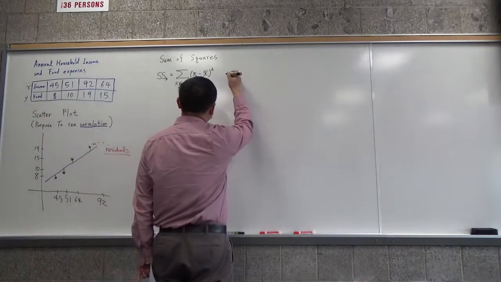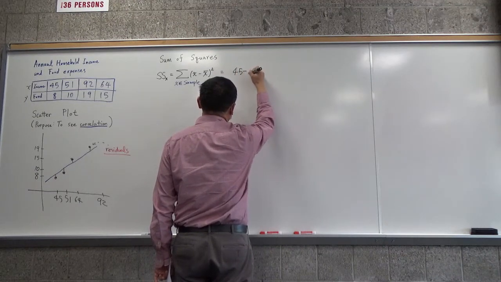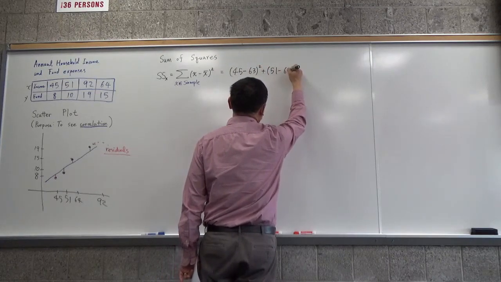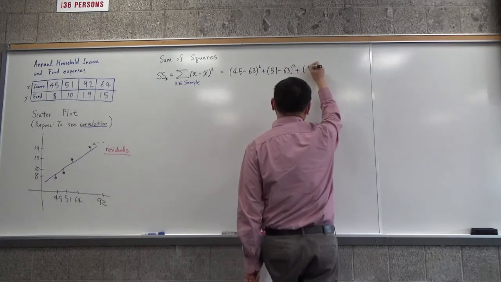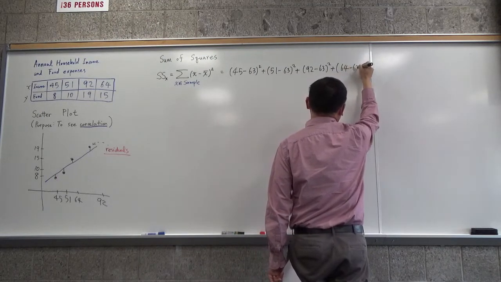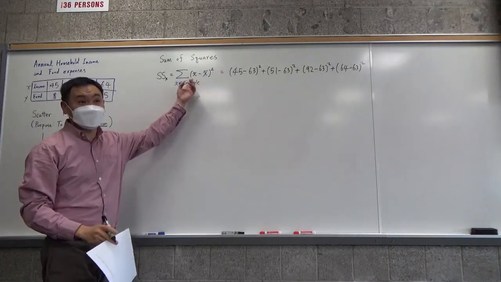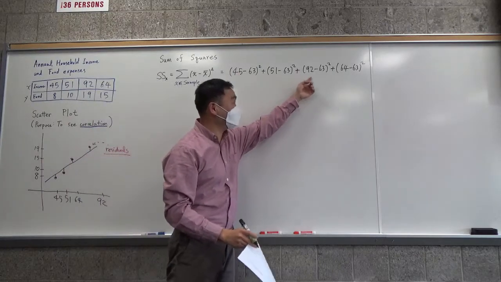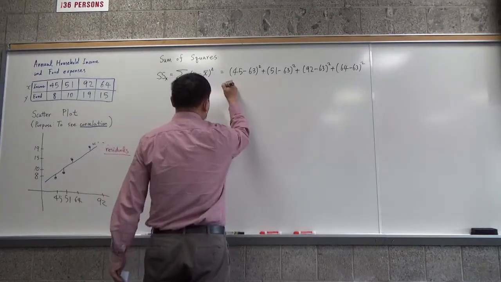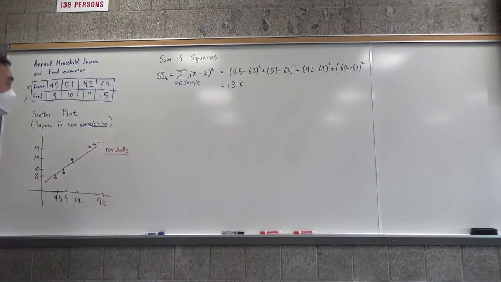So for our case, it'll be 45 minus 63 squared, plus 51 minus 63 squared, plus 92 minus 63 squared, plus 64 minus 63 squared. You see what this symbol means, right? Simply, you just take each individual data point, subtract the mean value, square it, and add it. If you do this with a calculator, I calculated 1310. The value is not that important.